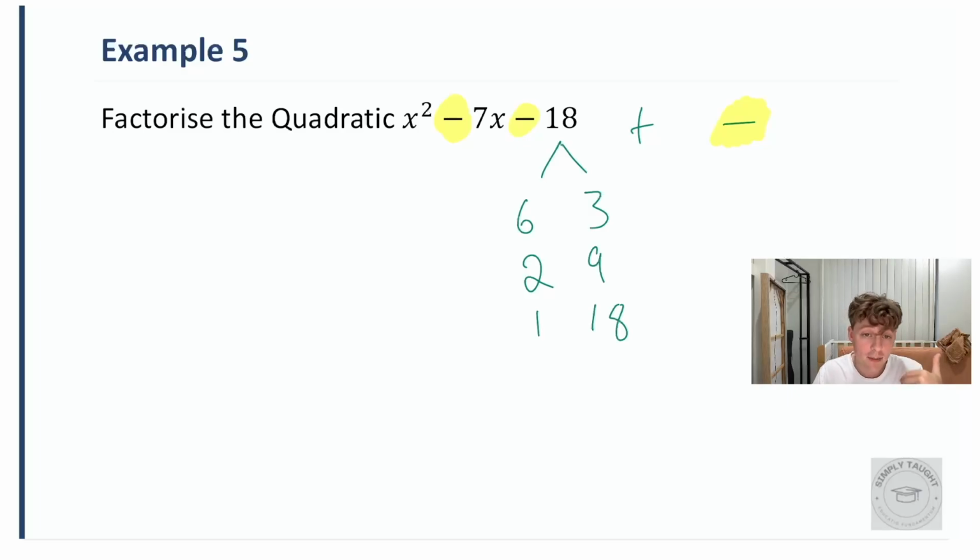Again, the bigger number has to be negative, so my 6 is going to be negative, my 9 is going to be negative, my 18 is going to be negative, and my smaller numbers are going to be positive. Oh, I got my colors different for the final example, apologies. If I now sum these together, negative 6 plus 3 is going to give minus 3. 2 minus 9 gives negative 7, and 1 minus 18 gives negative 17.